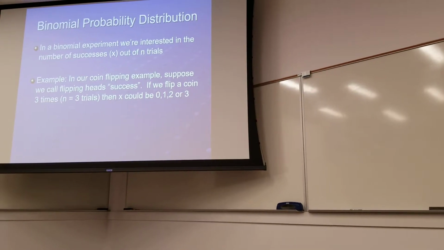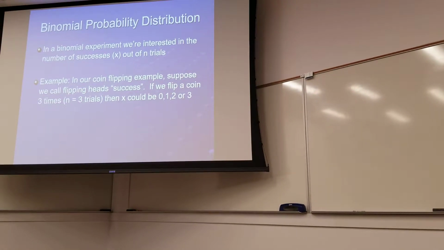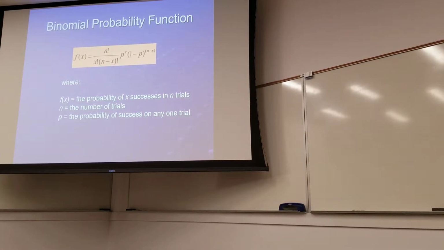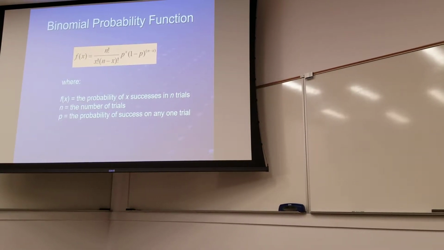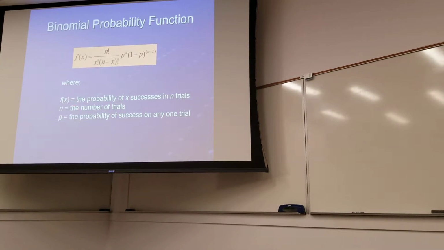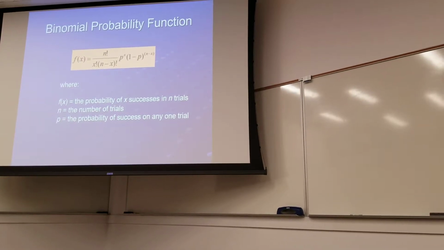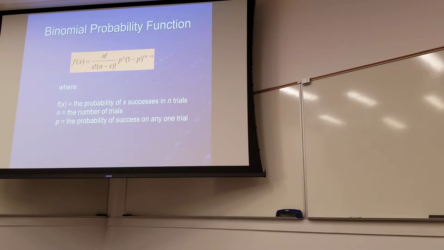If you want to flip a coin and you consider a head a success, okay, your values of X are 0, 1, 2, and 3. This is an ugly looking formula, but it's the binomial probability function. This part here should look familiar. What does it remind you of? Combination? Combination formula. This is the combination formula. So we can calculate these probabilities.